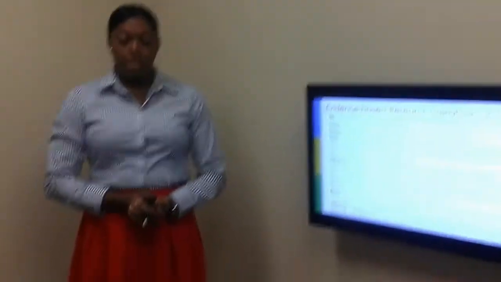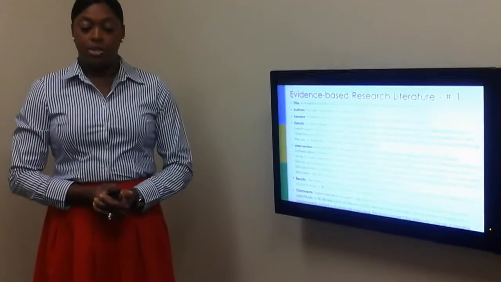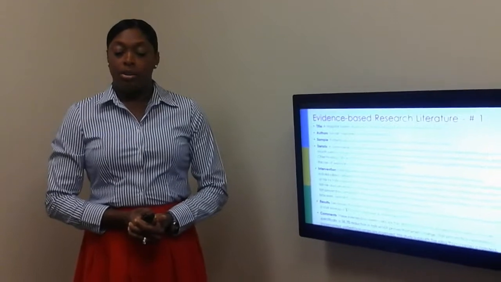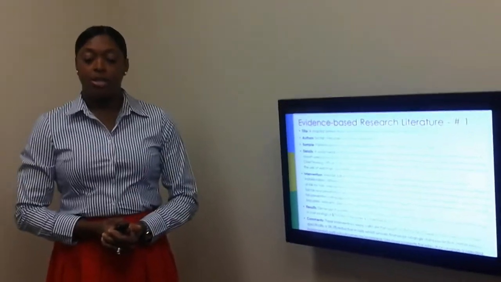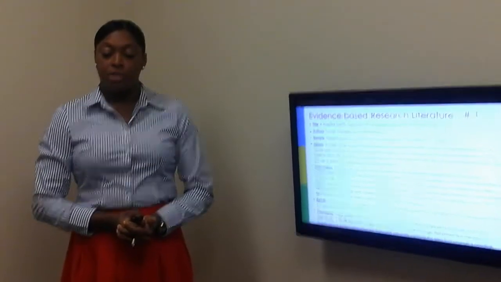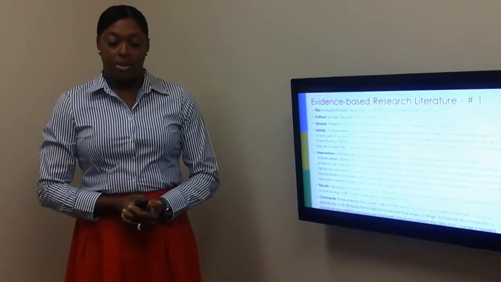Some of the interventions that they implemented were interdisciplinary fall teams that created a fall prevention program focused on individualized, multifactorial interventions for each patient identified as at risk for falls.